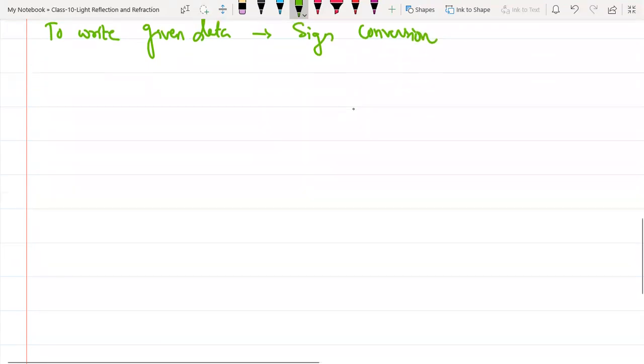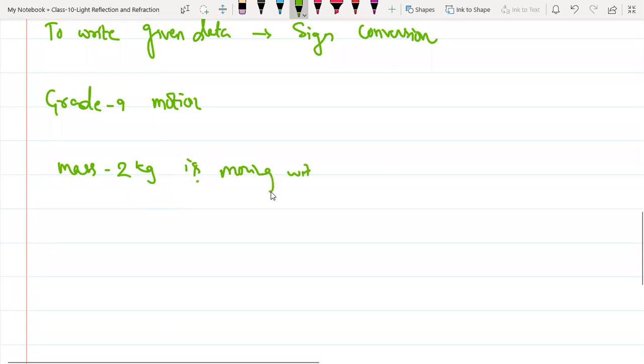You see, consider a question in your grade 9 chapter motion. Consider a body of mass 2 kg is moving with acceleration 8 meters per second square and covering the distance in 5 seconds. Like that question will be there. How you will write given data, guys? So you will write given data.